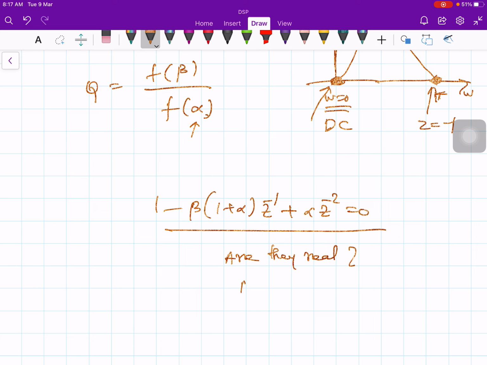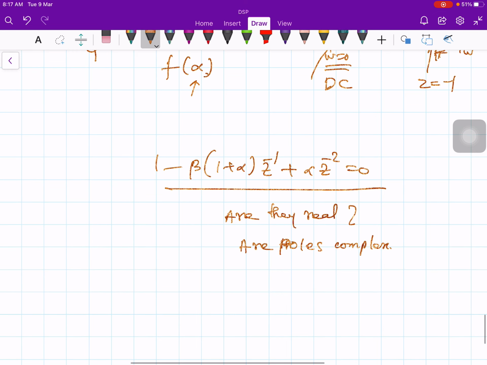Are the poles complex? That is the question. If you solve it, they will be complex. With real poles you can achieve very little, and the Q is very restricted. But the moment you make it complex poles, then you will get a high value of Q. So generally the poles are complex. If you make real poles, then there will be a lot of restrictions.